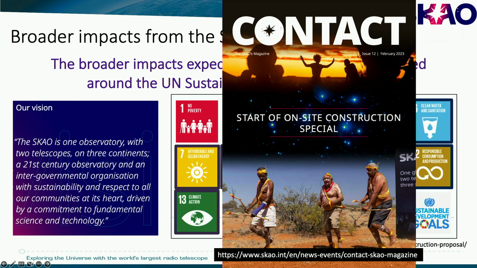The site on which the SKA will be built is the traditional home of the Wajarri Yamaji people. They are native title holders to that area. And late last year, an Indigenous land use agreement was signed between the Australian government and the Wajarri people. This is an ongoing agreement that provides consent as well as benefits to those people.